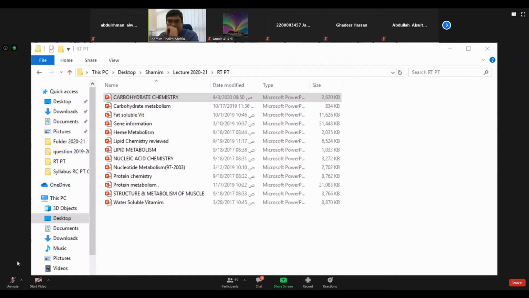Now, if somebody asks you to tell the definition of carbohydrate, it is defined as polyhydroxyaldehyde or polyhydroxyketone. What is the meaning of poly? Poly means multiple. Polyhydroxy means it contains multiple hydroxyl groups inside the structure. Am I clear? What is hydroxyl? It is OH. So if you see the structure of a carbohydrate, you will find it contains lots of OH groups.